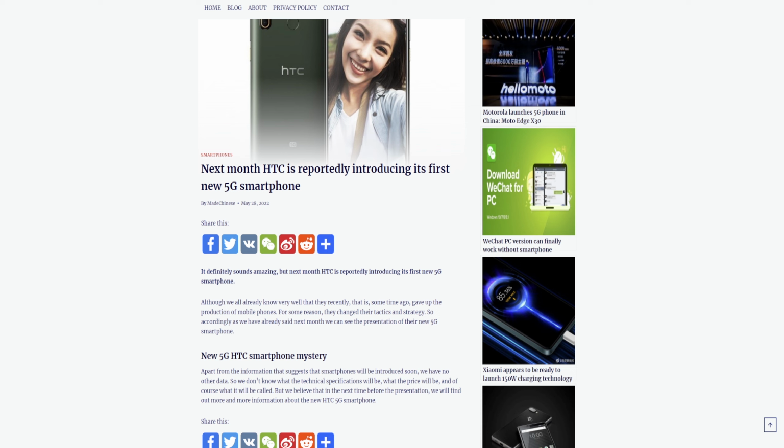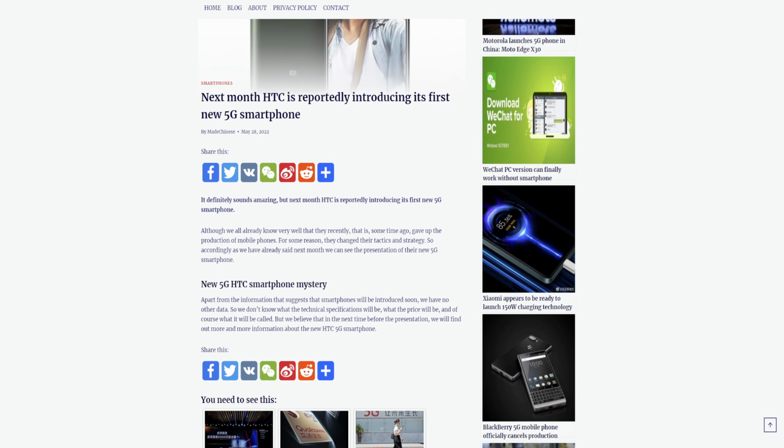The most important question is why they changed their minds and strategy in the company to start producing smartphones again. And if you have any information about this upcoming 5G smartphone, please comment.